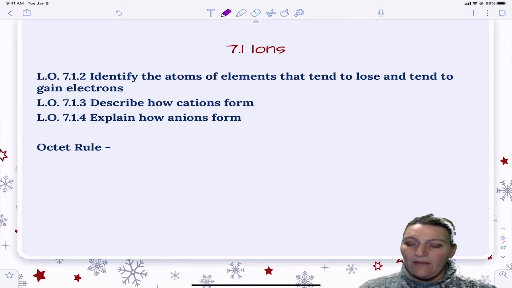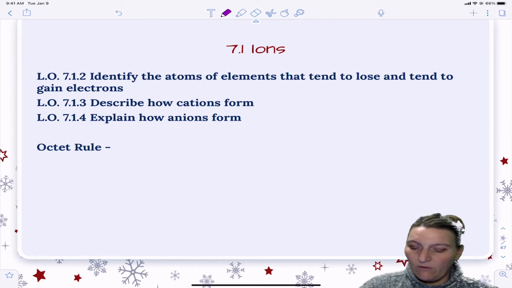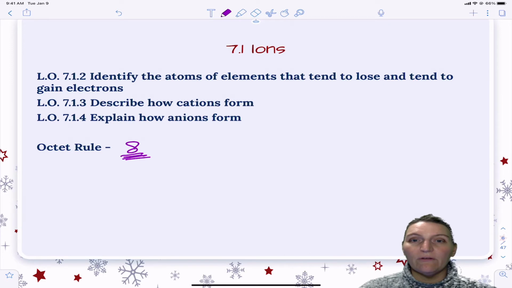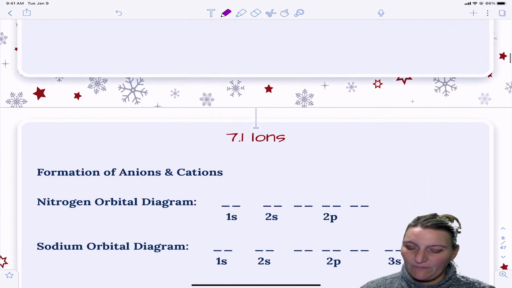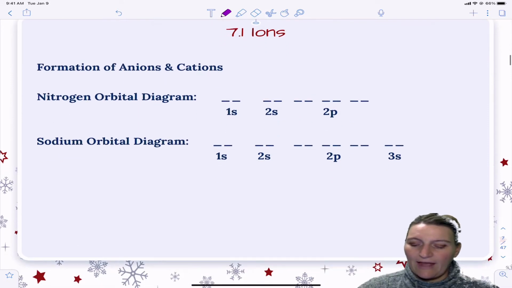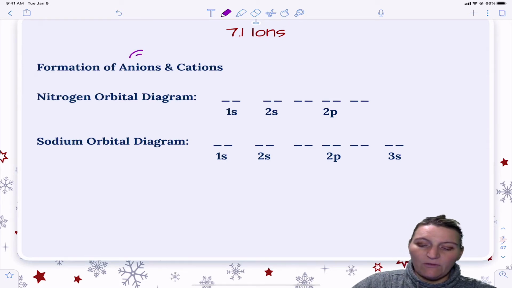So again, these are the learning objectives, and I just wanted to reiterate here the octet rule: elements will gain or lose electrons until they have 8 in their valence energy level, with the exception of some of the smaller ones like lithium and beryllium, because if they lose electrons, they only have electrons in the first energy level. So now let's take a look at the formation of anions and cations. Anions are the negative ions. We learned that last chapter. Cations are the positive ions.